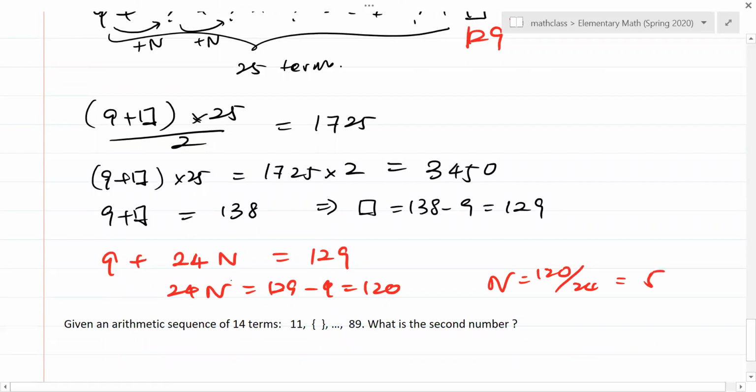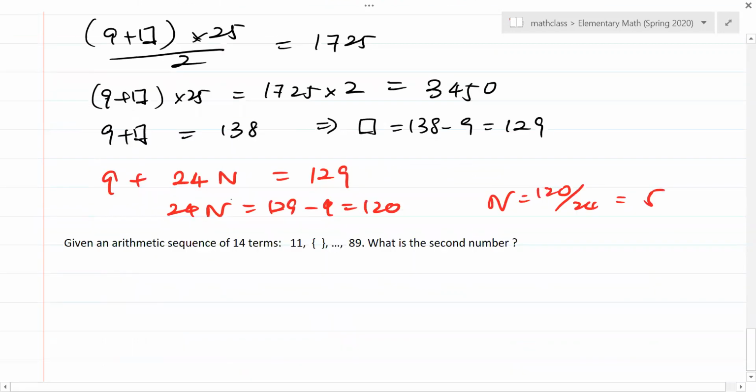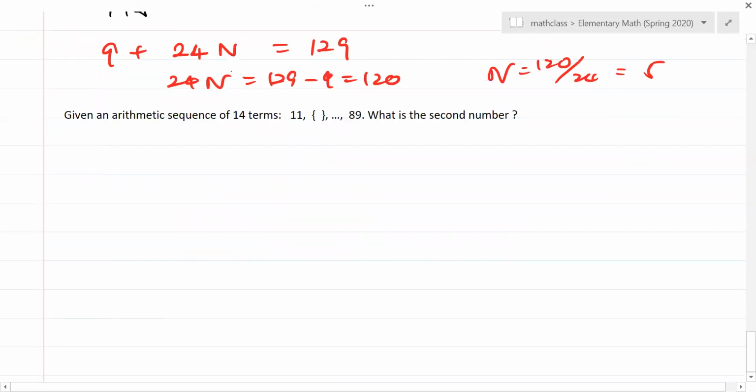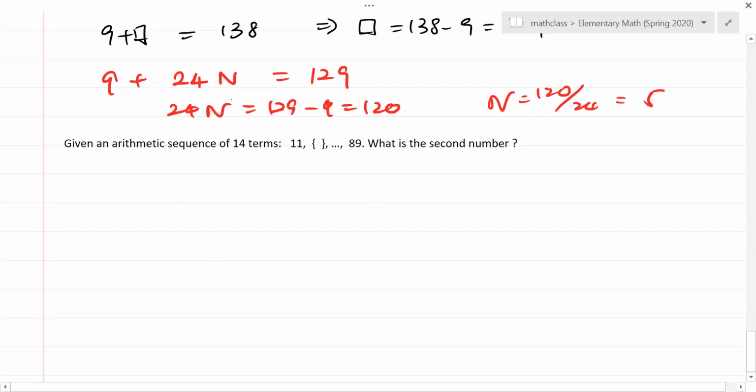All right. So I'm going to ask you to do the next one. Try this. Given an arithmetic sequence of 14 terms, you have 14 terms. What is the second term? You are given the last term also. What is the second term? Think about that.